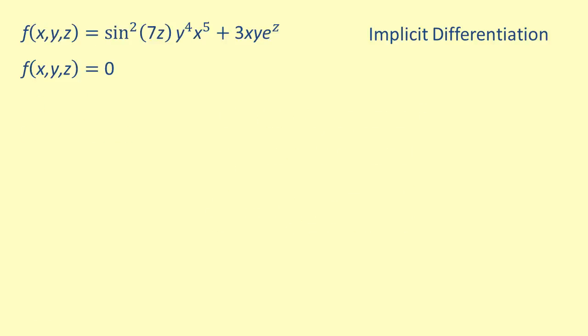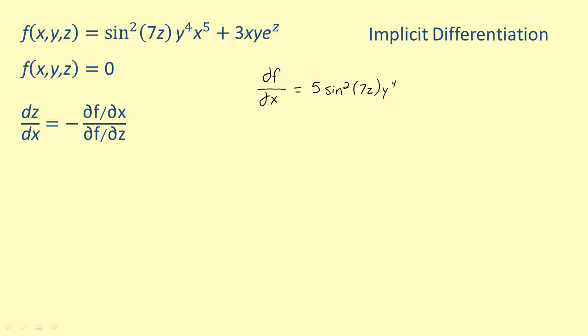Now let's find the derivative of z with respect to x and with respect to y when z is defined implicitly and f(x, y, z) is differentiable with respect to x, y, and z. Remember, dz/dx is equal to negative 1 times fx over fz. Starting with the partial of f with respect to x, we find fx is 5 sine squared quantity 7z y to the fourth x to the fourth plus 3ye to the z.